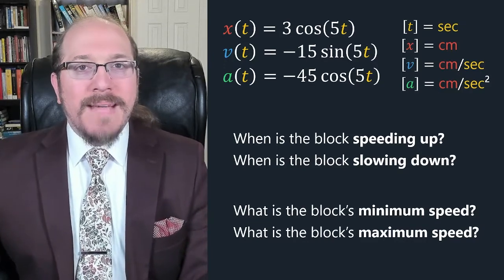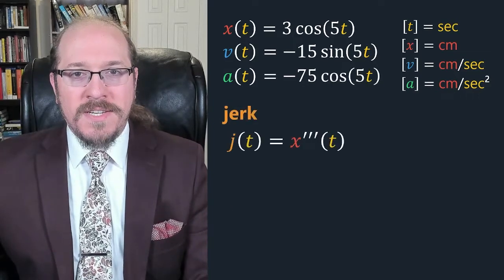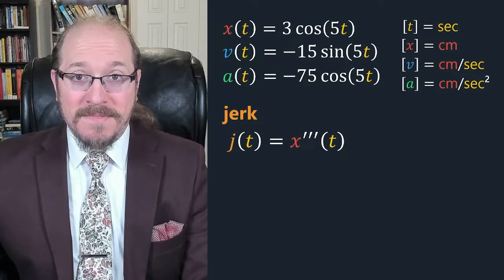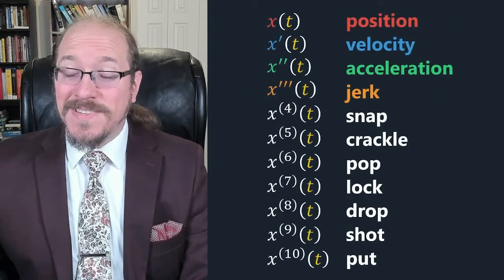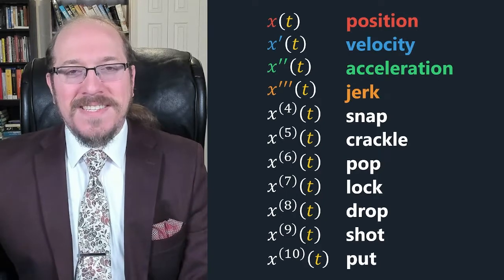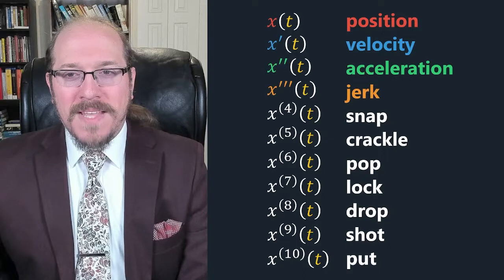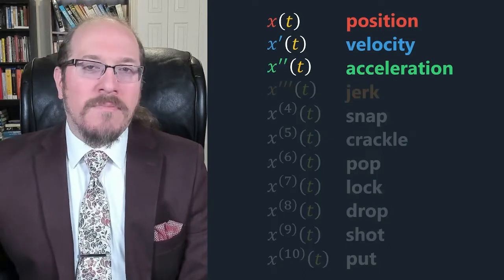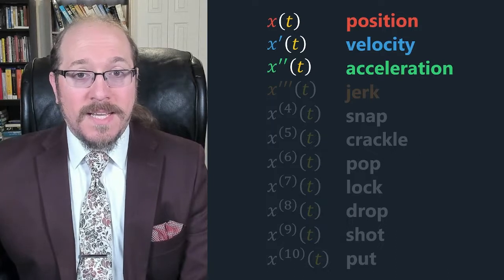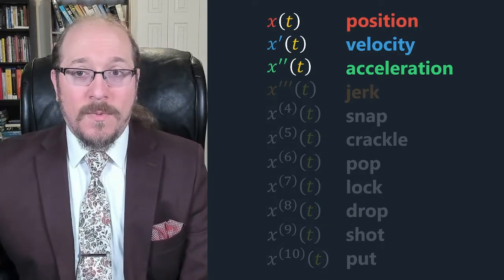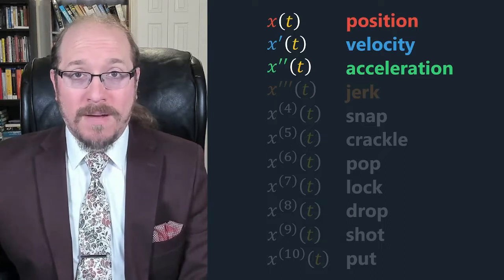By the way, we could keep taking derivatives if we wanted to. For example, the third derivative of position is sometimes called jerk. And the fourth derivative and onward have some interesting names. Physicists have a special sense of humor, we'll say. But in practice, all you usually need for most applications is the first derivative of position, the velocity, and the second derivative, which is acceleration. That's enough to solve most real-world problems.